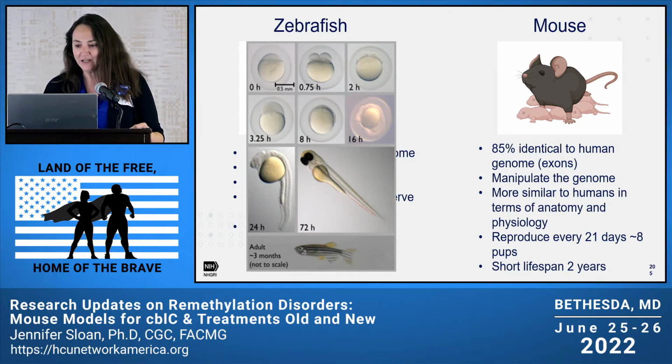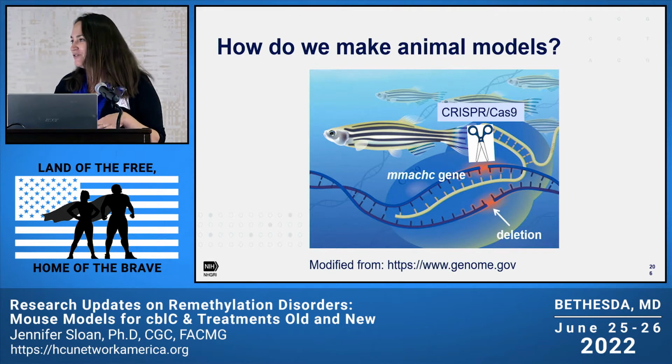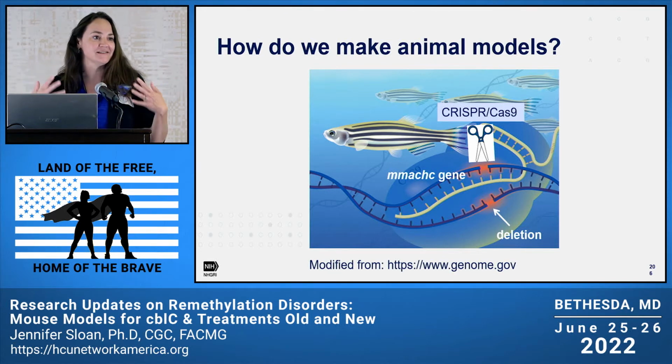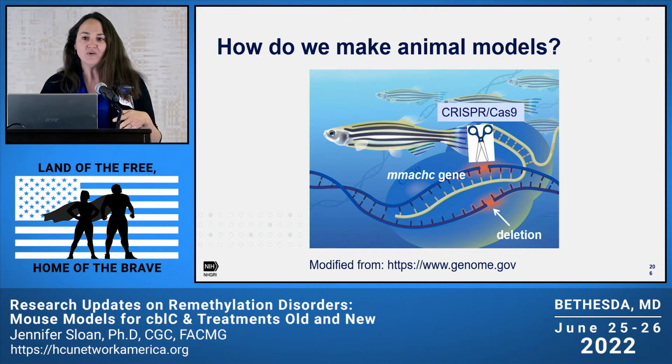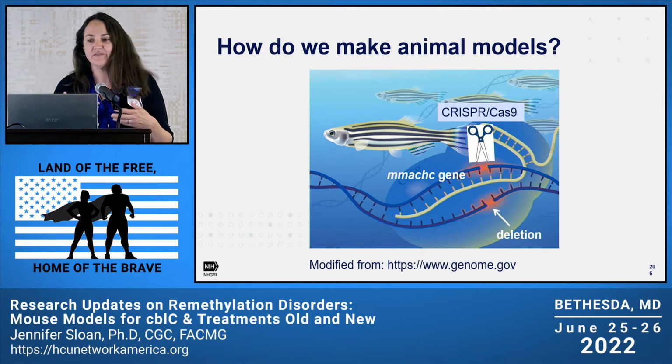And so how do we make animal models? It's very complicated, but just briefly, you may have heard of CRISPR-Cas9. This is a new technology, which is basically like genetic scissors. So we can say, hey, genetic scissors, go to the MMACHC gene and cut it and make a mutation or a variant in that gene.